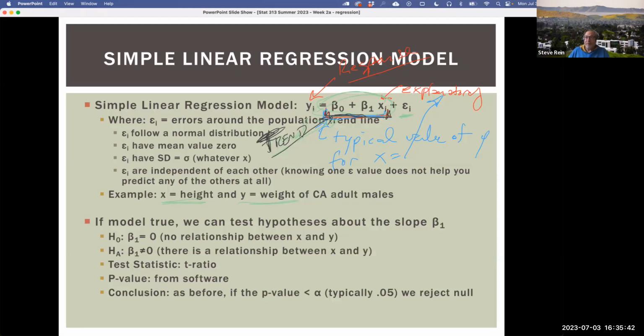I'm thinking there is an average weight for people who are 5'6". For 5'7", there's a different average weight. 5'8", yet a different average weight. 5'9", yet a different average weight. The slope has something to do with what that average weight is as I go up from 5'6" to 5'7" to 5'8". But there is a typical weight for any given height. Yes?